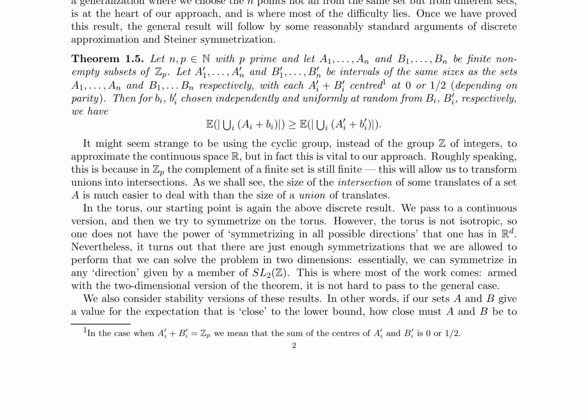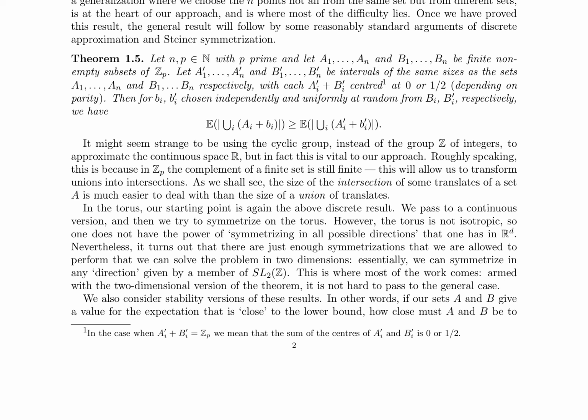Theorem 1.5 states that for sets A_1 through A_n and B_1 through B_n of the same sizes in Z_p, it is optimal to take the sets to be intervals centered at 0 or 1/2, depending on parity. The use of the cyclic group Z_p is crucial, as it allows for transforming unions into intersections, essential for their proof.